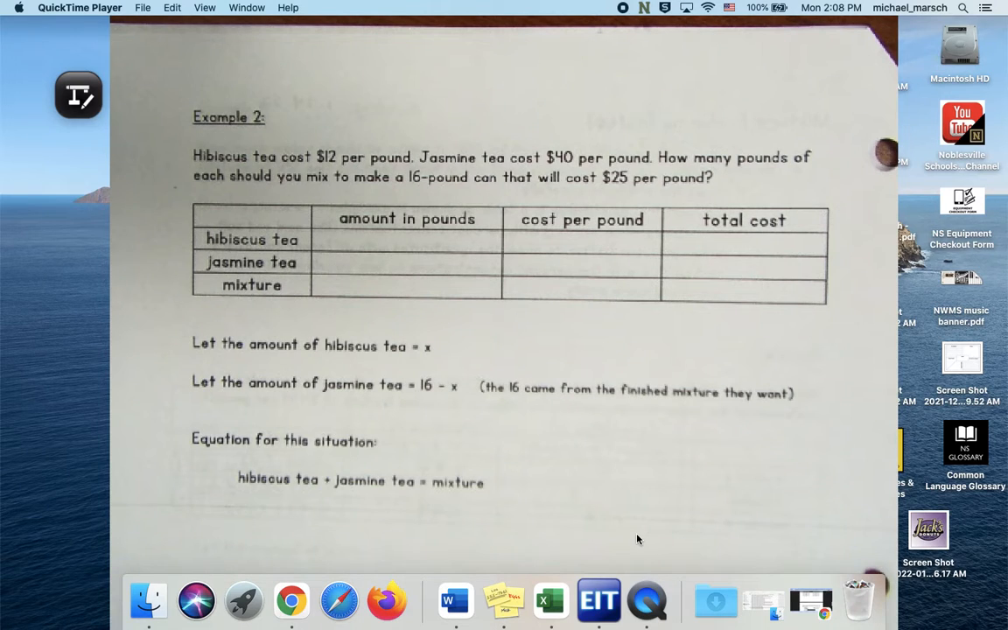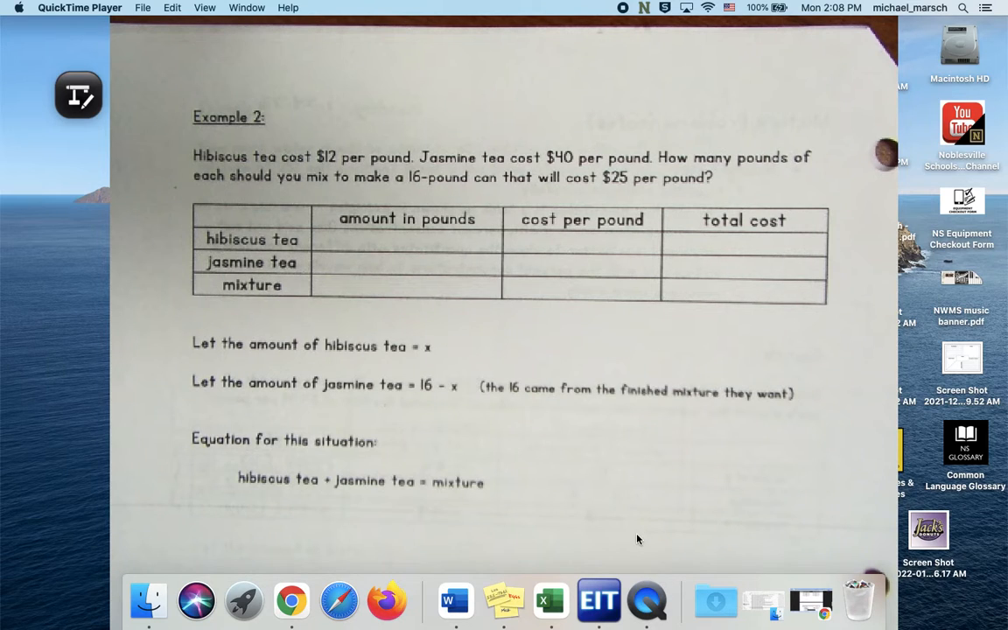So even though, yes, it's cheaper, that's not always the reason, right? Because if we wanted to make a 16-pound can that will cost $30, then what would I have more of? Jasmine, because it's closer to 40 than it is to 12, right? So the one you're going to have more of is closer to the price you're trying to get to.